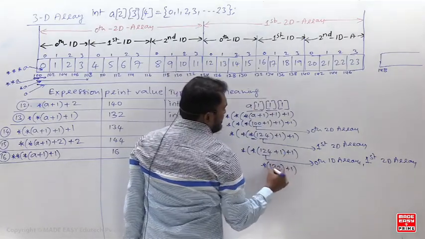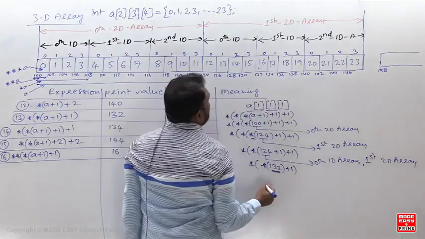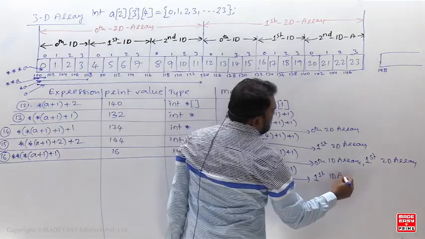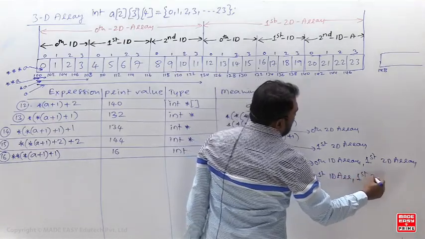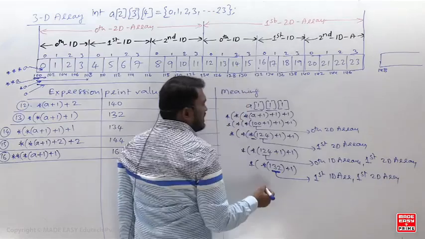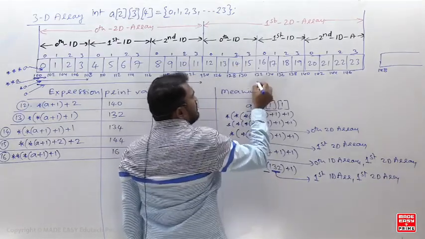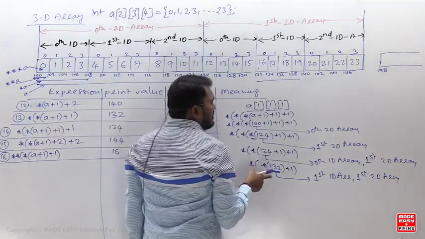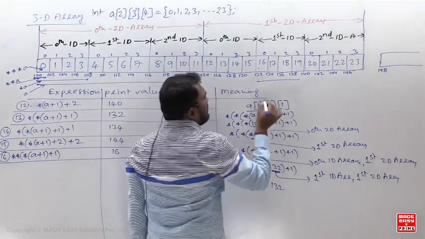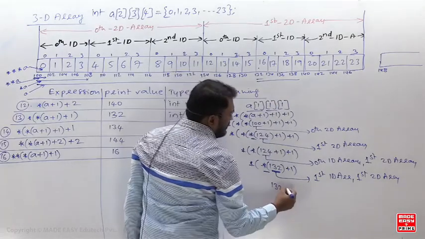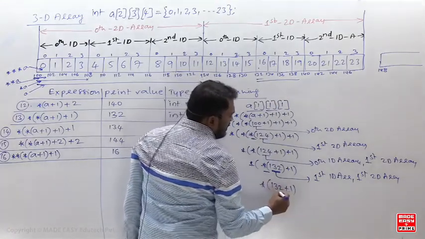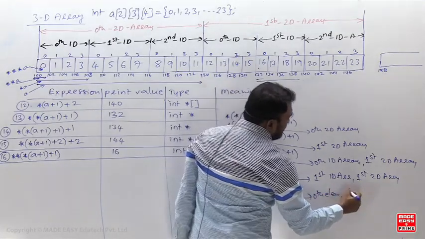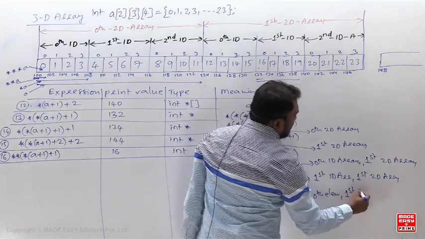132 whole star plus 1 whole star. Now this 132 is pointing to what? Tell me. The first 1D array of the first 2D array. If I apply star, it is pointing to the first 1D array of the first 2D array. If I apply star, this will remain 132, but now it will point to an element. So plus 1 whole star. Now this 132 is pointing to the 0th element of the first 1D array.